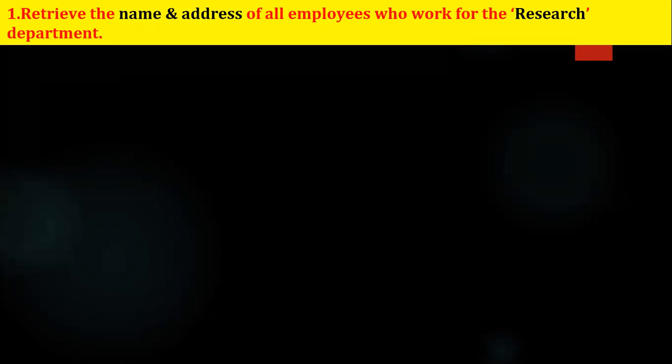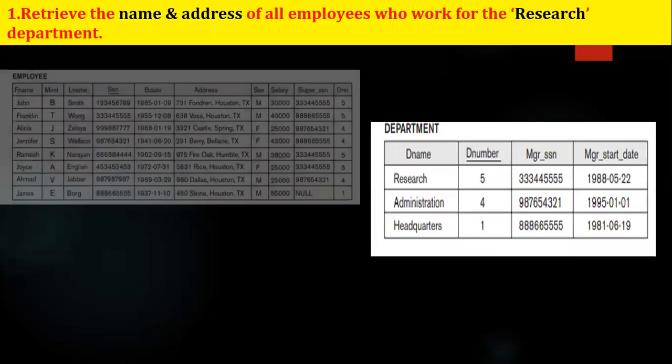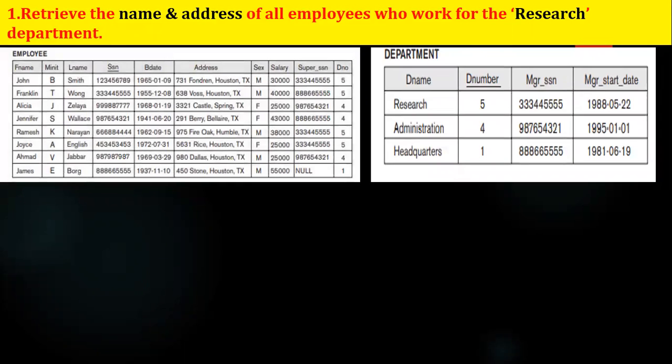In the company database, name and address of employee is available in the employee table. For which employees do we need to extract name and address? Those employees who work for the research department. If we look again at the company database, the name of the department is available in the department table. So now we have identified that we need the employee table and the department table. This is our first step.